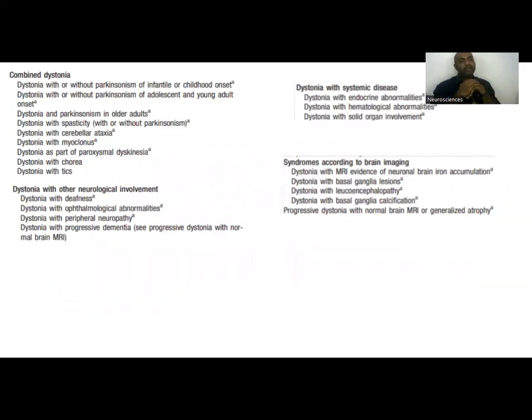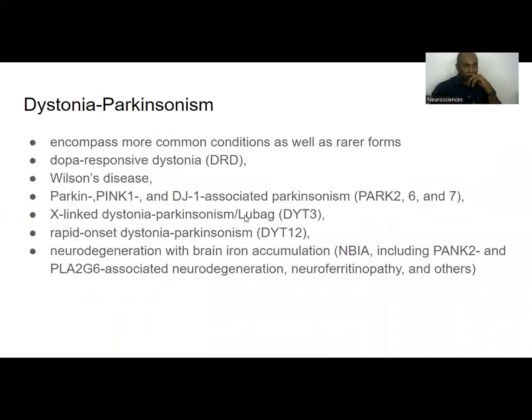Then the combined dystonias: dystonia with parkinsonism, dystonia with spasticity, dystonia with ataxia, dystonia with myoclonus. Each will have a list of differential diagnoses. Dystonia with deafness, dystonia with ophthalmological abnormalities, dystonia with dementias. As an example, I'll just cover dystonia parkinsonism. It can be a dopa responsive dystonia, Wilson disease, various genetic parkinsonisms, or various neurodegenerative disorders.